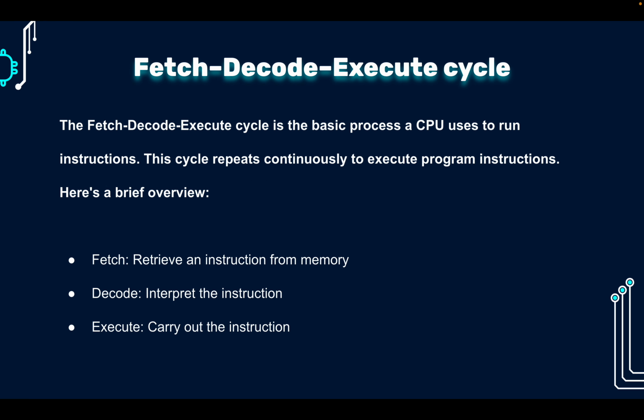The fetch-decode-execute cycle can be divided into three steps, which is the basic process a CPU uses to run instructions, and the cycle repeats continuously to execute the program instructions. Here's a brief overview. Fetch means you retrieve an instruction from memory, guided by the program counter, which keeps track of the next instruction address. The next step is decode, which is about interpreting the fetched instruction and breaking it down into signals for other parts of the CPU.